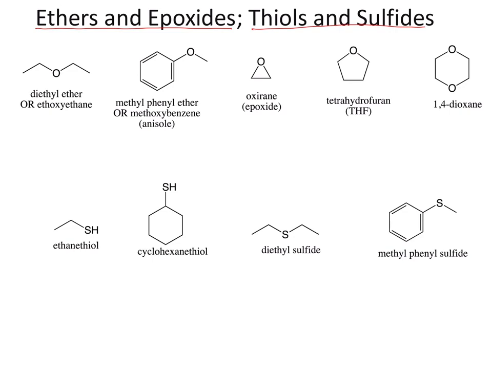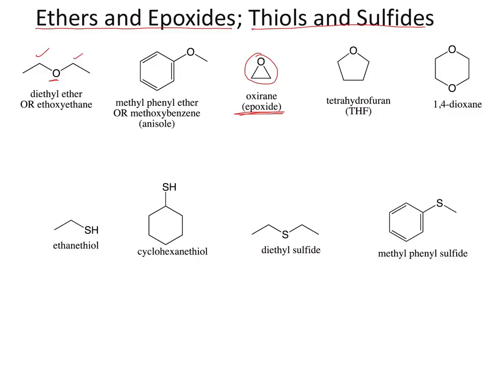Now ethers are compounds in which an oxygen atom is flanked on either side by carbon atoms. Okay? It could also be cyclic. For example, oxirane. The common name here is epoxide. So anytime we refer to an epoxide, we will be talking about this three-membered ring.